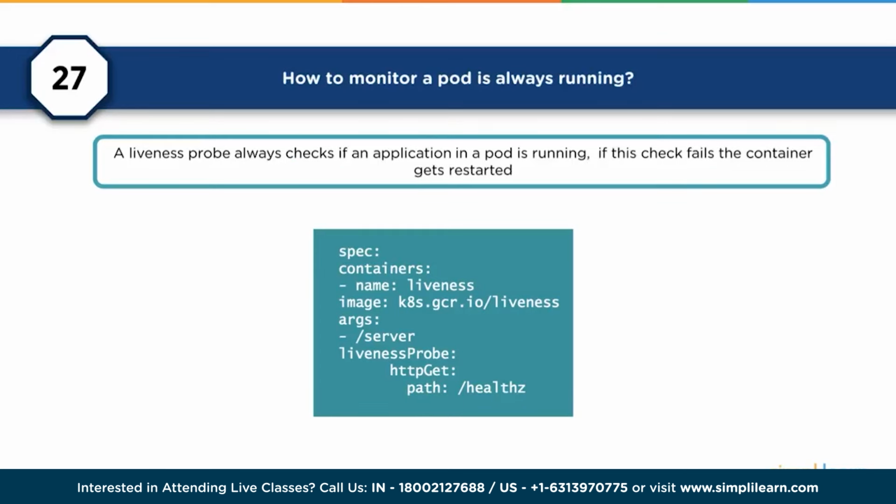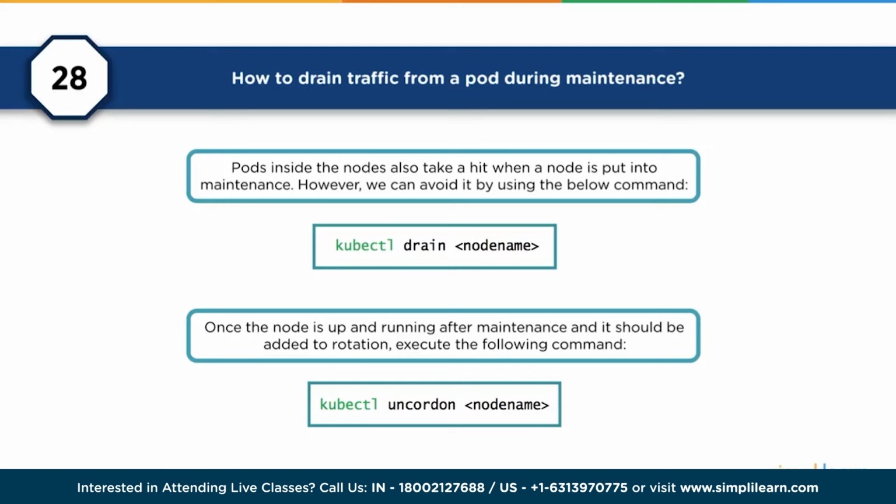So how do you monitor a pod that is always running? And so to do that, you would use the liveness probe to check the health of the application within the pod and see whether or not there are any failures or whether or not the pod itself needs to be restarted.